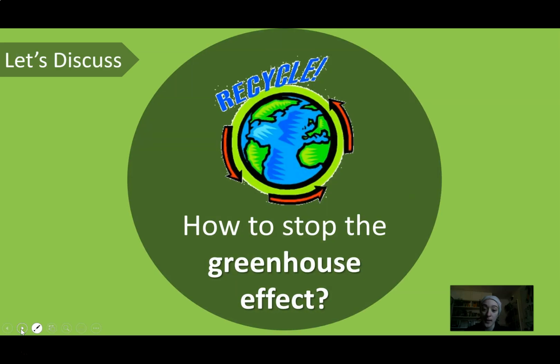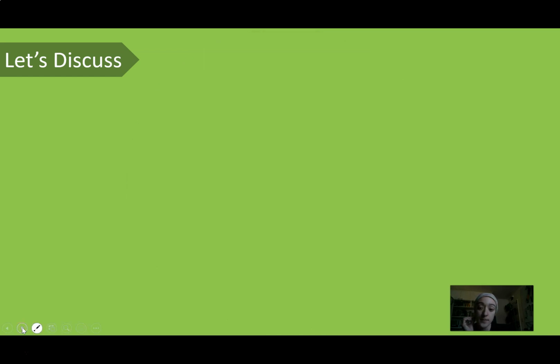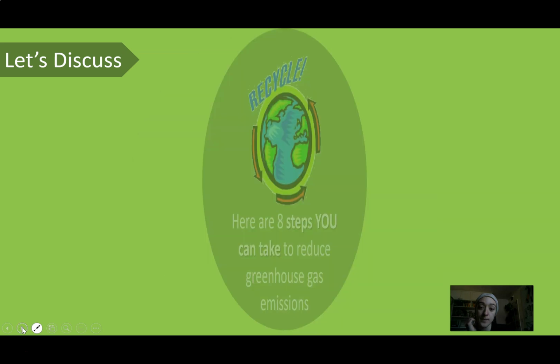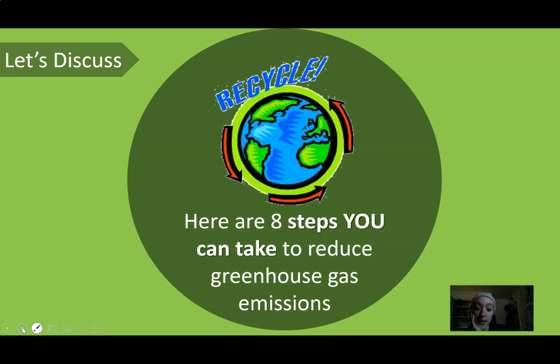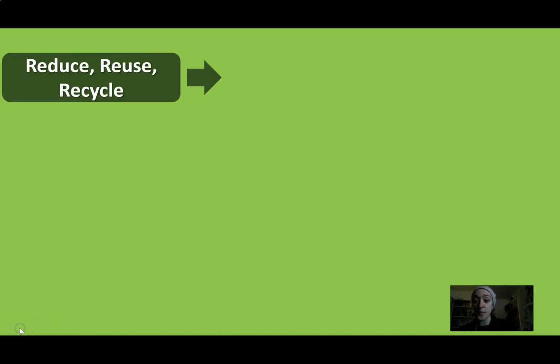Okay. And finally, last part of our lesson, let's talk about what you can do to help stop this greenhouse effect, or to help reverse the greenhouse effect. Okay, so here are 8 steps that you can take to reduce greenhouse gas emissions. Some of these you already know, and some of these you've heard before.